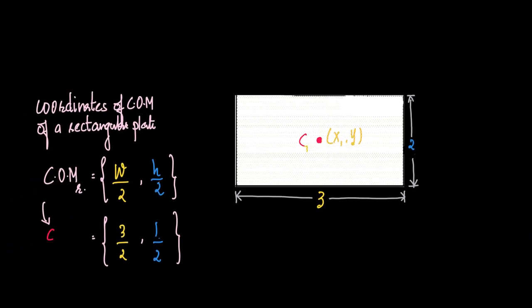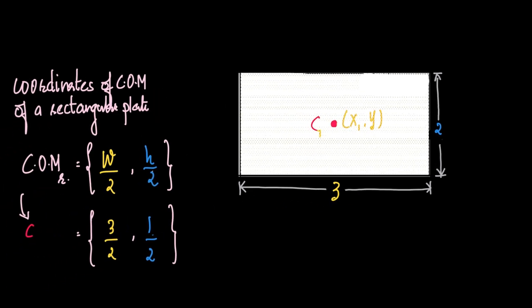Now, what are the coordinates of the center of mass of a body which is a rectangle of width 3 and height 1? The center of mass of the rectangle is width by 2 and height by 2, which is the point of intersection of its diagonals, and by symmetry of the figure it is w by 2 and h by 2. The width is 3, so it is 3 by 2. H is 1, so it is 1 by 2. So the center of mass of this rectangular plate is 3 by 2 and 1 by 2.